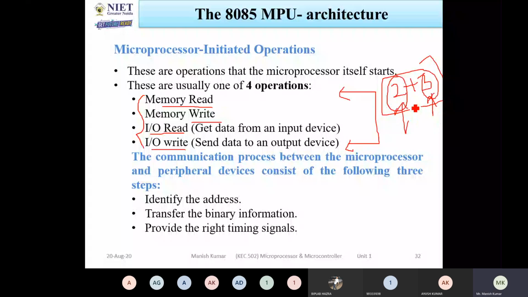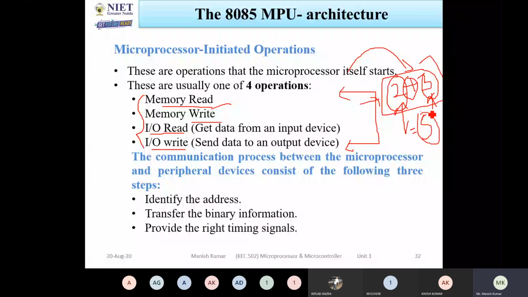So in this case, first the processor will read this location, again the processor will read this location, and with the help of these instructions, it will execute the process 2 plus 3, that is 5. After you get the 5, this 5 is stored somewhere. At that time, the processor will write this 5 into the memory location.